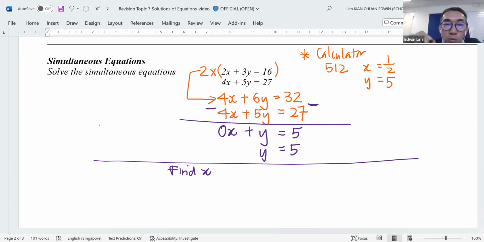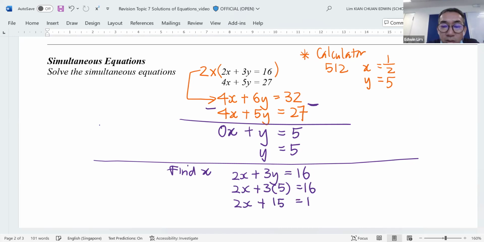All right. To find x, I can use any of the equations. I like to use the smaller number. 2x plus 3y equals 16. Since I know the value of y equals 5, I will put it in. All right, which I get 2x plus 15 equals 16.